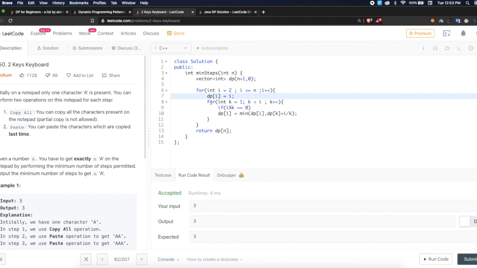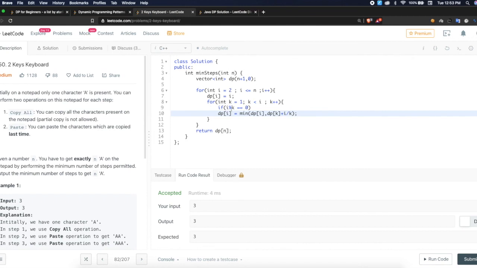So we start with k equal to 1, which means when we have i number of A's, we start with the least number of k's, like 1, and k should be less than i, and this is the recurrence relation.